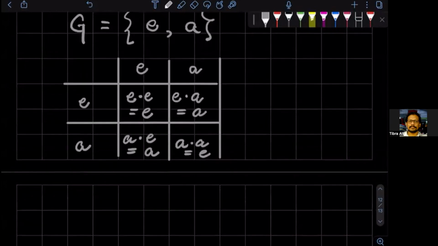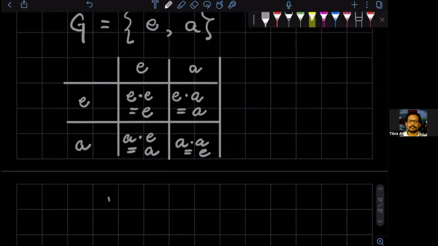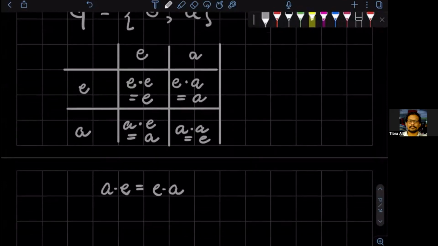Okay, so now notice that A times E is E times A. And so that means that, of course, it's trivially abelian, right? It's an abelian group.